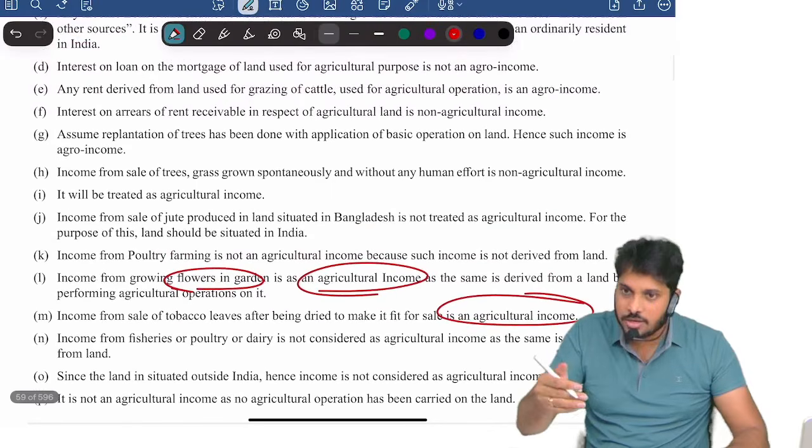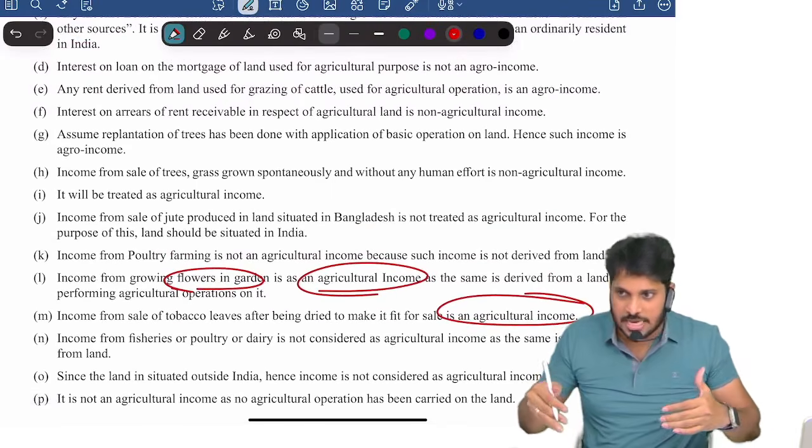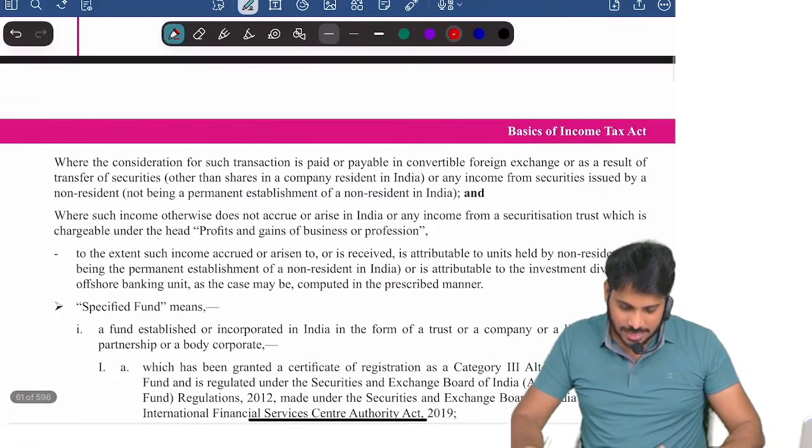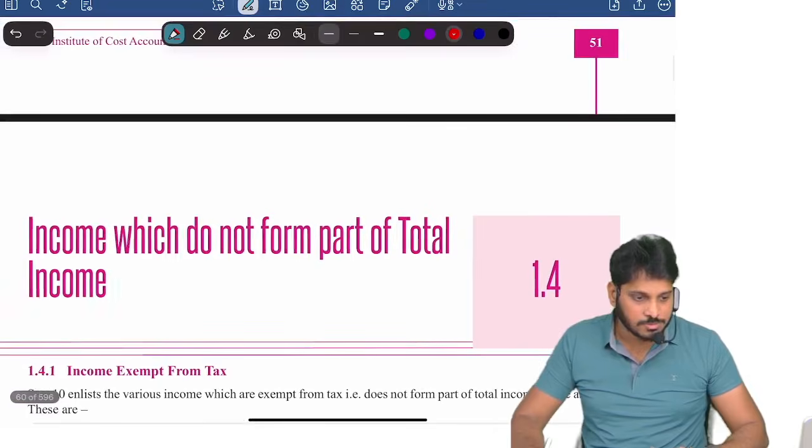I think these two only you might have got some doubts. That's the reason I'm showing the answer. Easy or not? Yes or no? Yes. Next, that's it. I think the agriculture income full discussion is completed, and the problems are also completed.